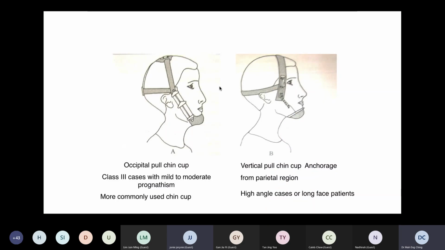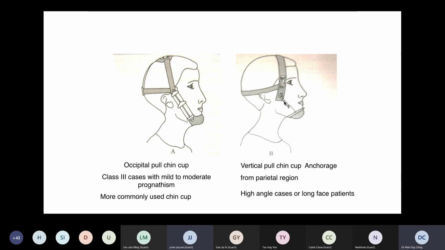So you see the design is the same or similar, just the direction of pull is different. Occipital chin cup means the direction of force is directed to the occipital bone. Classic cases with mild to moderate prognosis. Most companies use this chin cup, the occipital pull type. Then we have the other one, which is vertical pull.